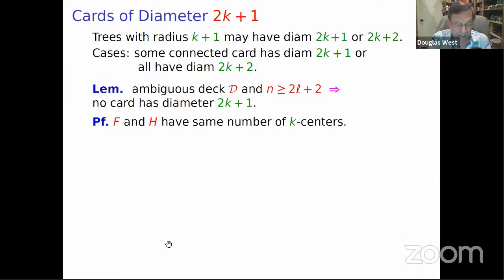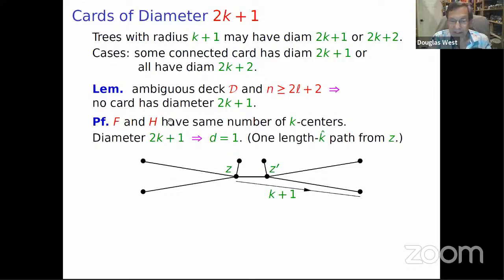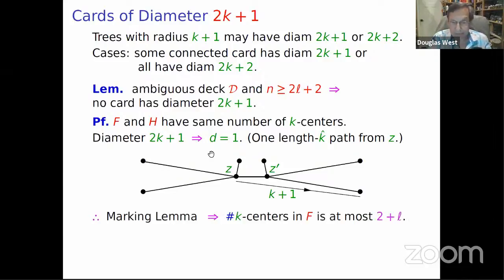And when we have a reconstruction that has a cycle, okay, there is this step here. There are two cases. Remember, our shortest radius cards have radius K plus one. They might have diameter 2K plus one or 2K plus two. So we have two cases to think about. Maybe some connected card has diameter 2K plus one, or all of them have 2K plus two. Well, when one of them has diameter 2K plus one, that value of D will be one. We will get from the marking lemma, the number of K centers in F is at most two plus L.